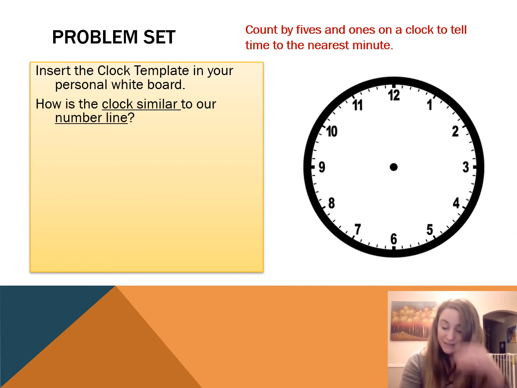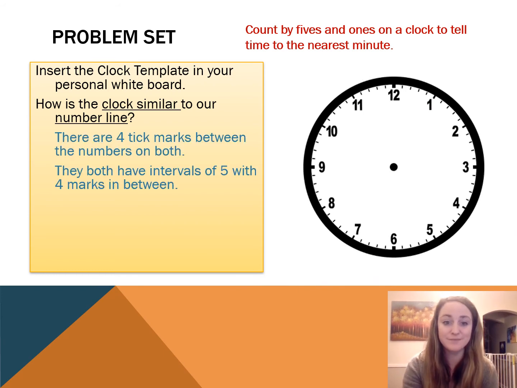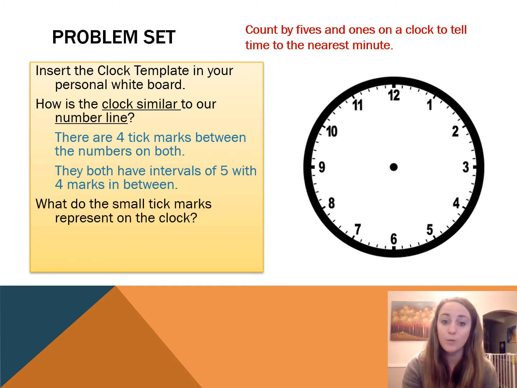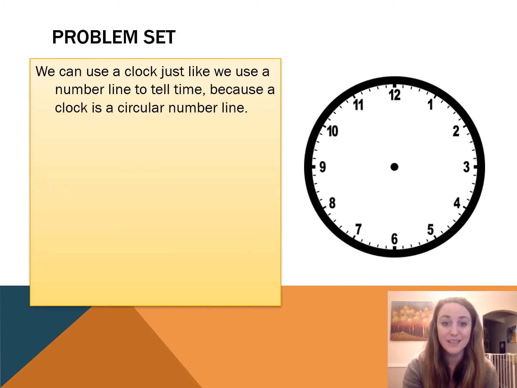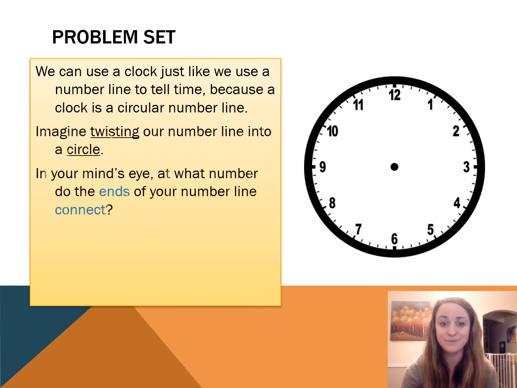Now let's look at this clock. How is the clock similar to our number line? There are 4 tick marks between the numbers on both, and they both have intervals of 5 with 4 marks in between. What do the small tick marks represent on a clock? 1s. They represent 1 minute. So we can use a clock like this, just like we did on the number line, to tell time, because a clock is a circular number line.